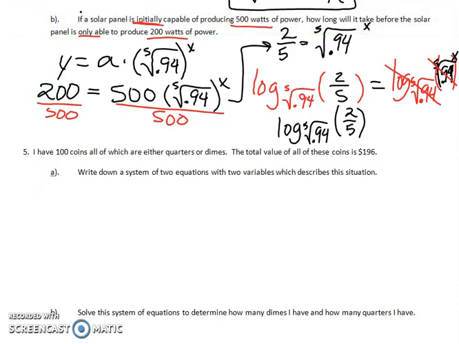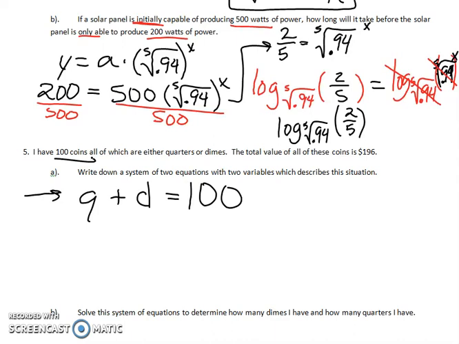The first one that I can come up with is, I know that I have 100 coins. So that means my quarters plus my dimes have to equal 100. So this equation right here is just for my total number of coins. Q is my number of quarters. D is my number of dimes. I know that there are 100 coins. So Q plus D must equal 100.